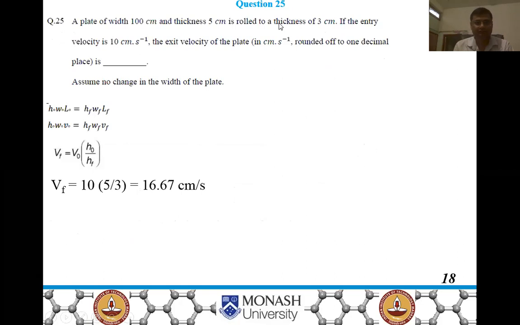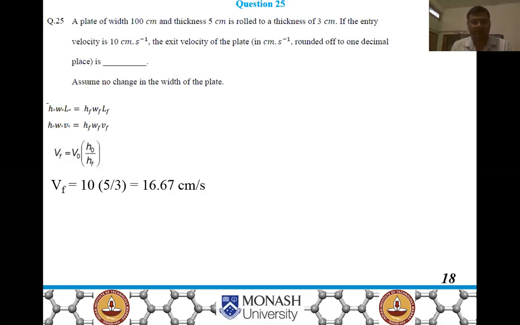Next question. A plate of width 100 centimeter and thickness 5 centimeter is rolled to a thickness of 3 centimeter. If the entry velocity is 10 centimeter per second, the exit velocity of the plate in centimeter per second is. Assume no change in width of the plate. So we have to conserve the volume. So volume at the time of entry and volume at the time of exit will be equal.